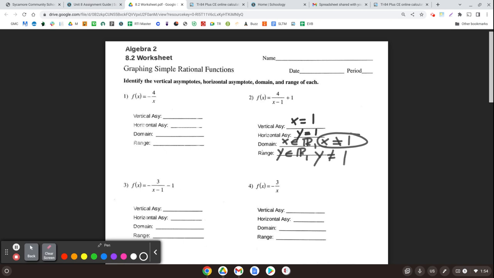Now, once we start getting into holes, the domain and range are actually going to be a little bit more difficult. But this graphing worksheet does not deal with holes. So let's talk about a little bit more challenging domain and range once you get to 8.3. For today, I think that's enough to get you started. I hope this helps. Boom.